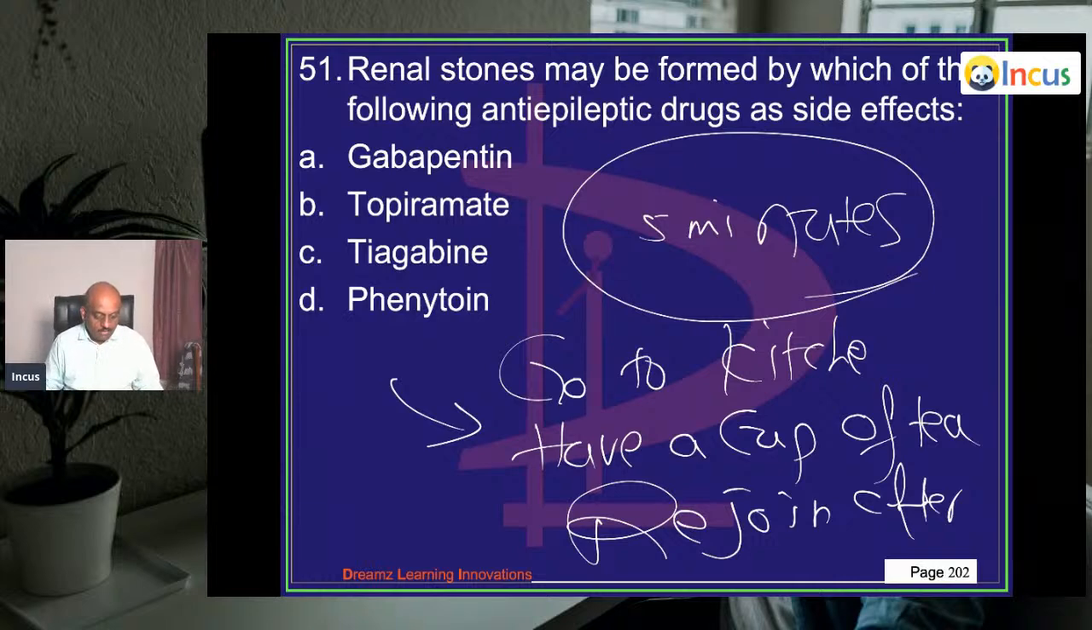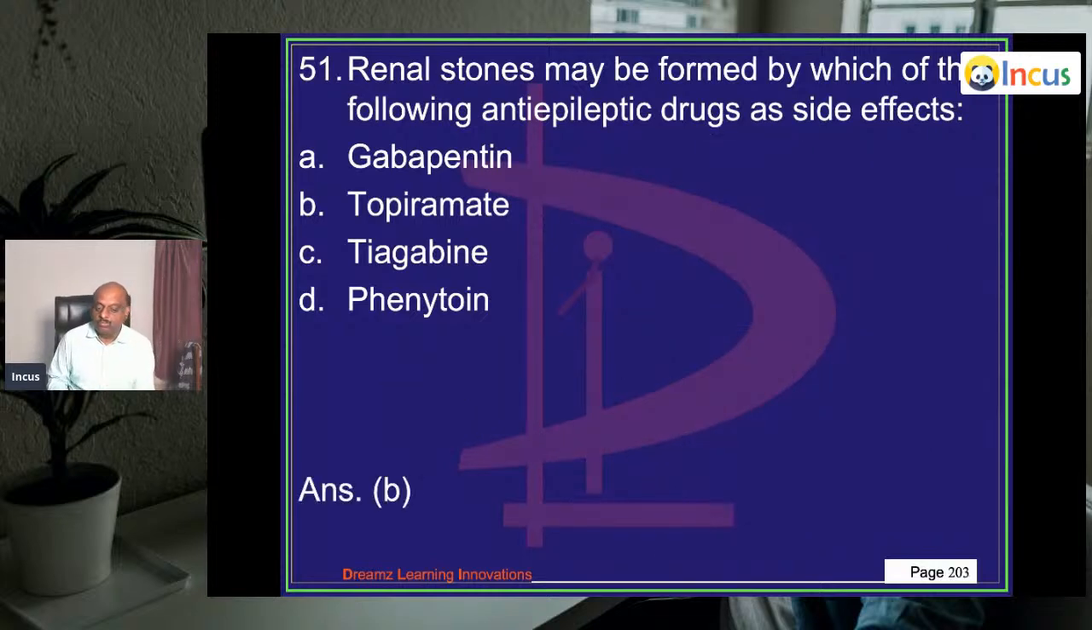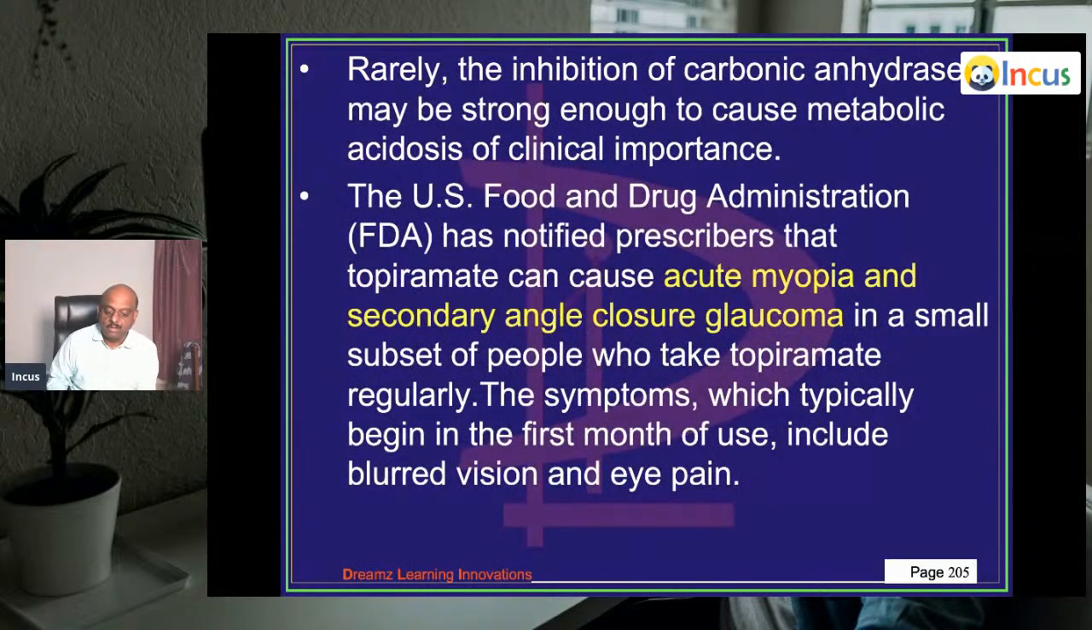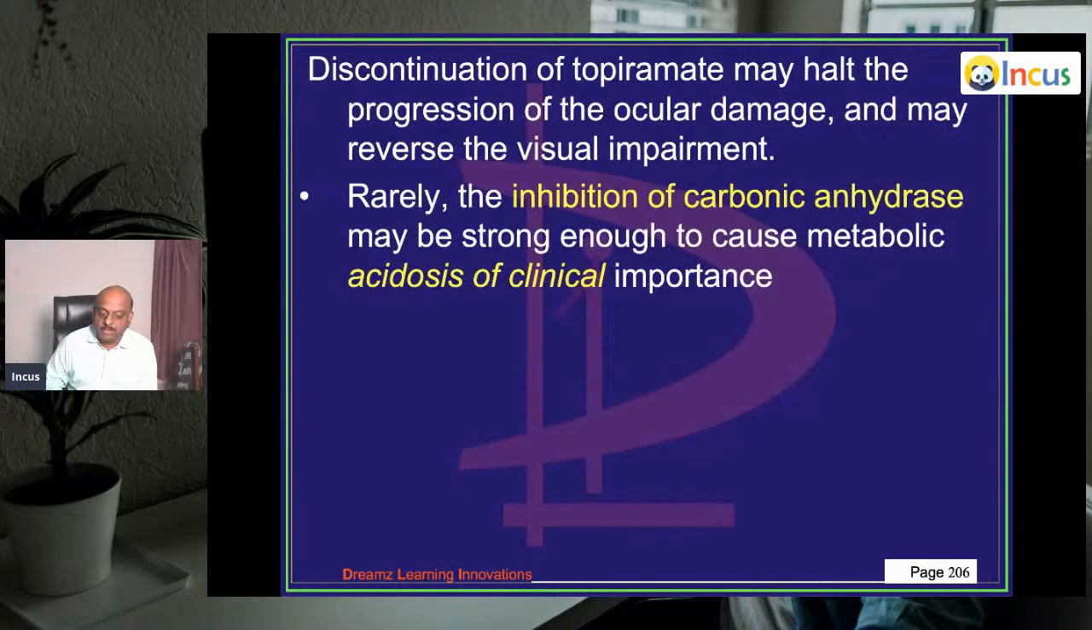So, welcome back to the discussion, Doctor. Renal stone is an adverse effect of which anti-epileptic drug? Topiramate. Topiramate is used to treat children and adults with Lennox-Gastaut syndrome. It is also used for the prevention of migraine. Topiramate can also cause acute myopia and secondary angle closure glaucoma in a small subset of people. It also inhibits carbonic anhydrase, hence it can lead to metabolic acidosis, another important adverse effect to be remembered.